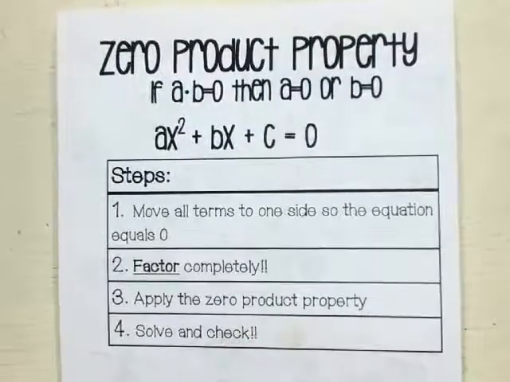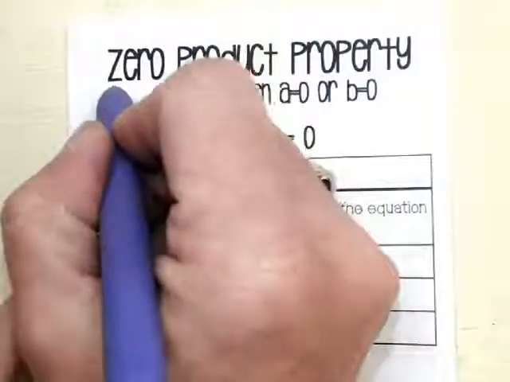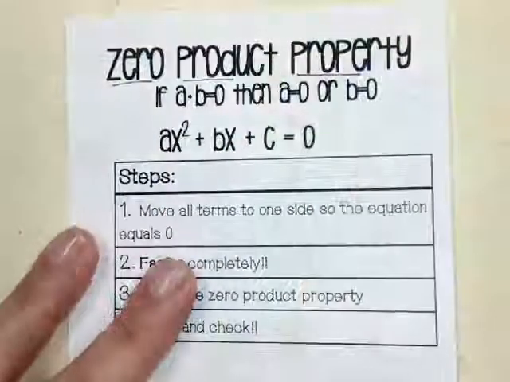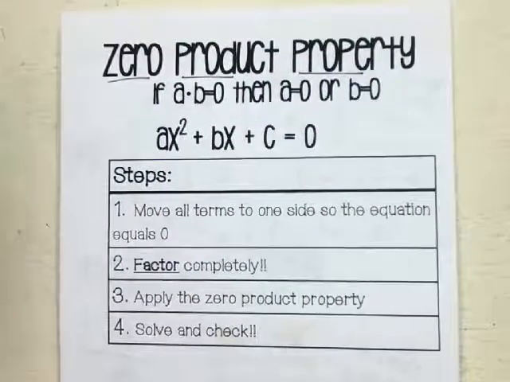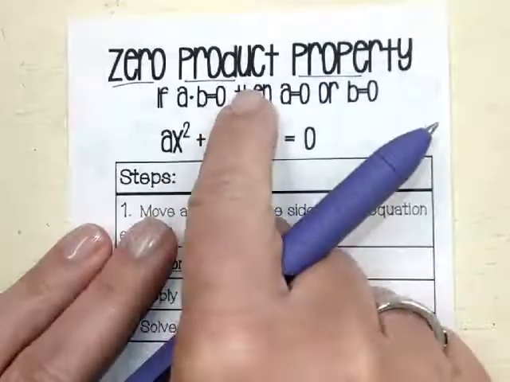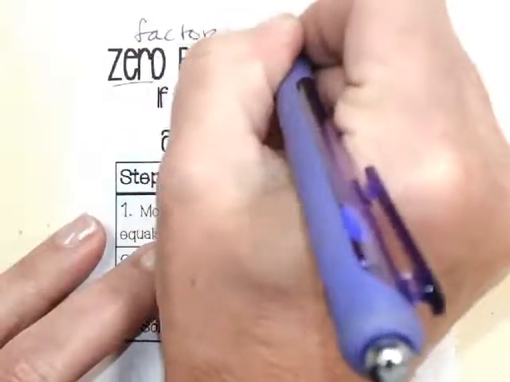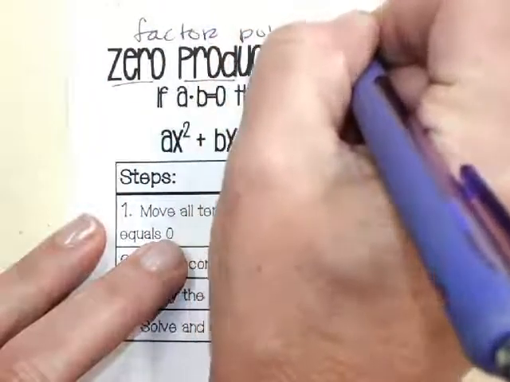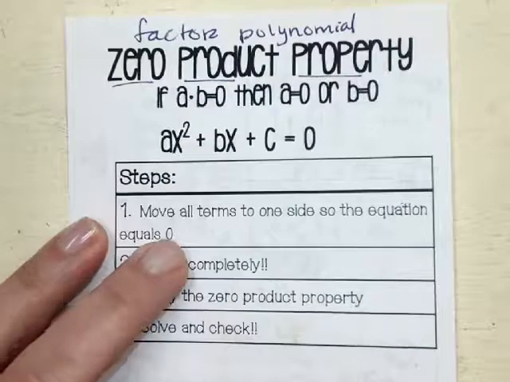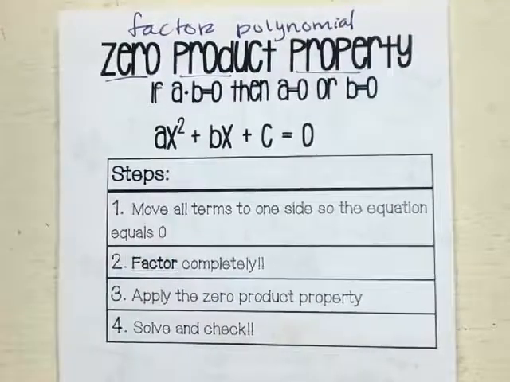Alright, so we're going to look at the zero product property. Really what we're doing here with that zero product property is you have to factor that polynomial, whatever you have, and then I'm going to show you what we're going to do with that. So you got to factor it in order to do the zero product property.